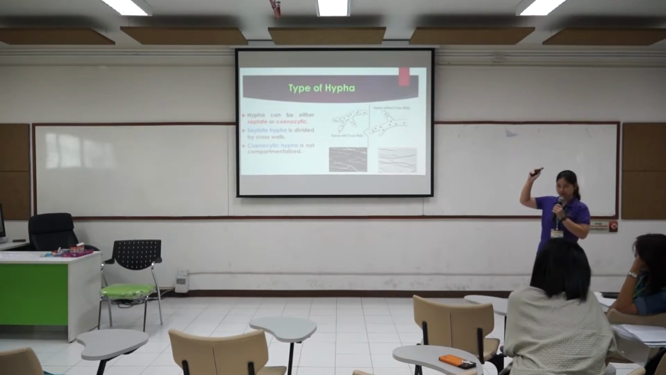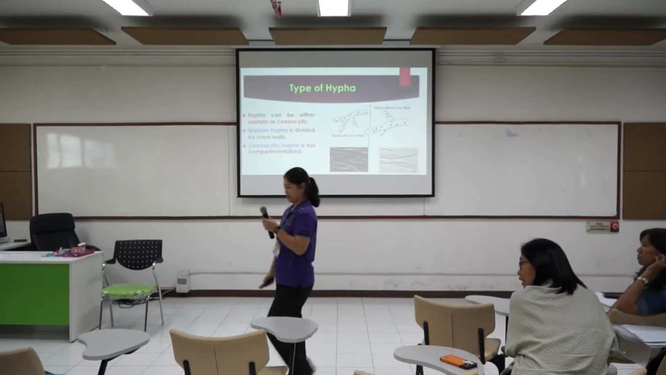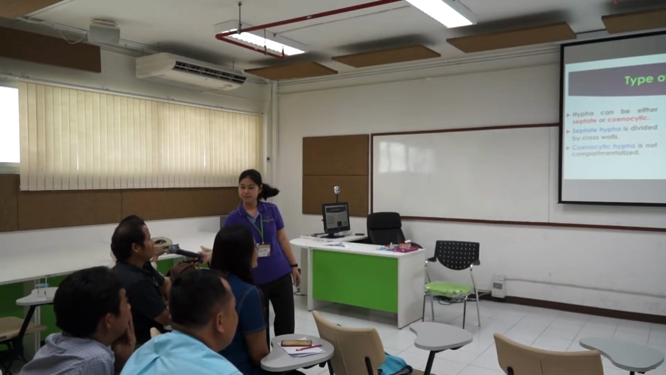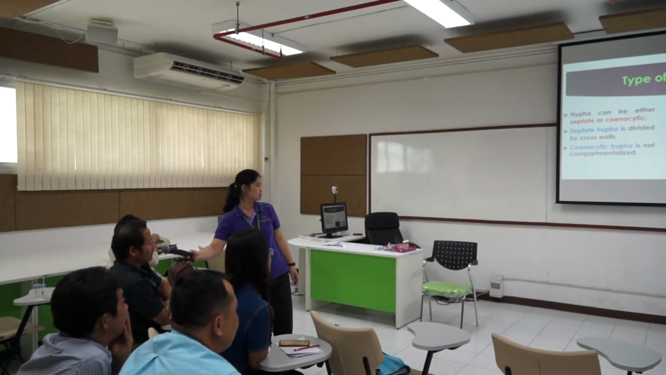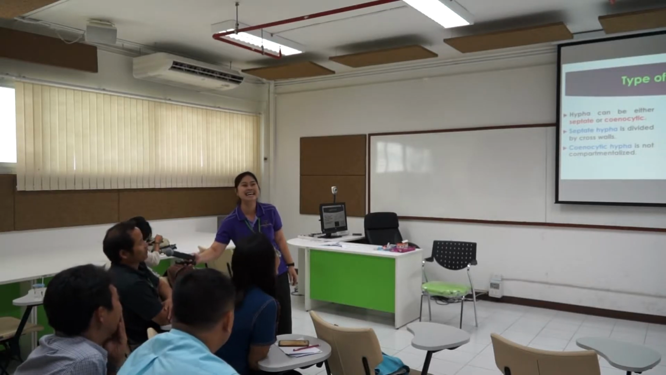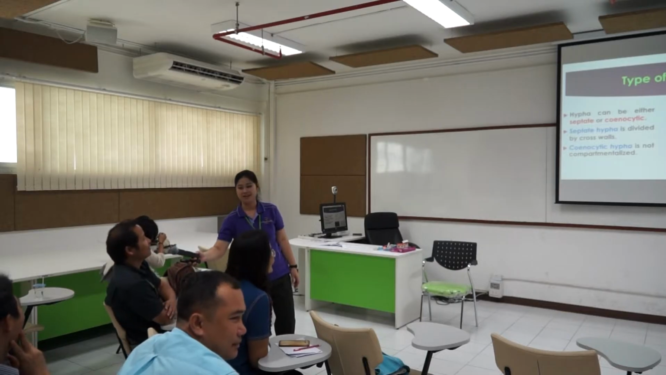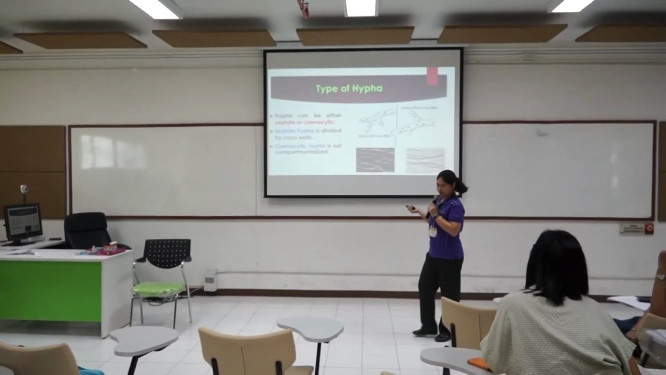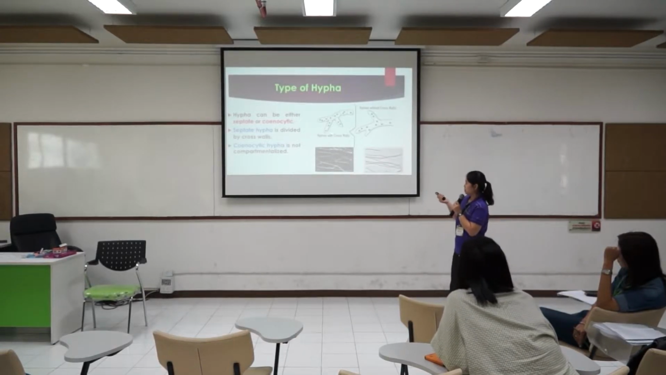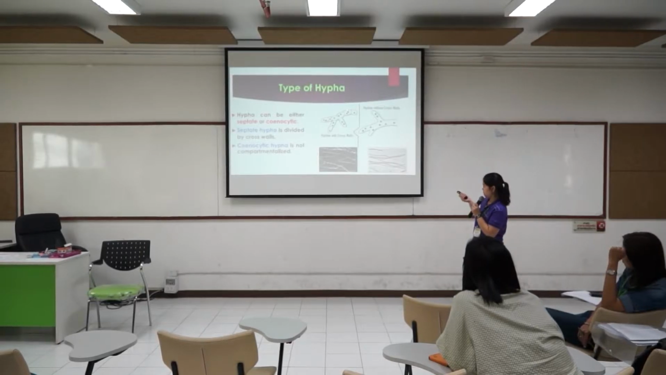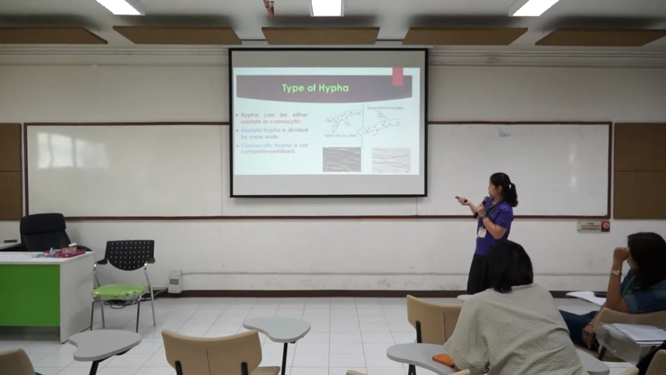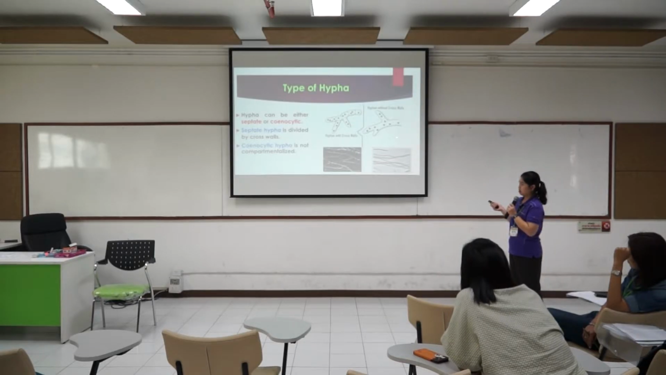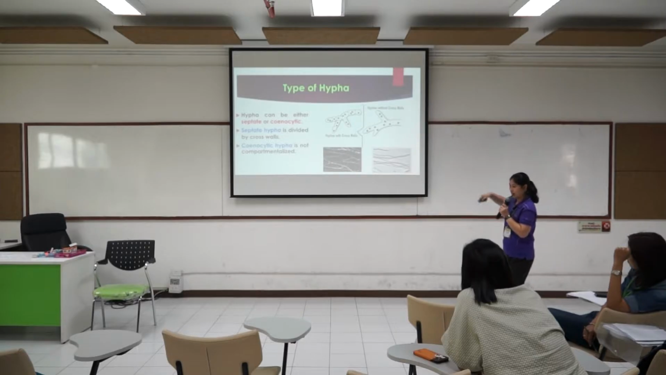Raise your hand if you want to answer. Septate hypha is divided by the crosswall, and the other one is divided by compartments. Thank you for that answer. It's quite correct. Septate hypha is divided by crosswall, or we call it septum. It has septum across the filament. And the next, cenocytic hypha, does not have septum or crosswall across the filament.